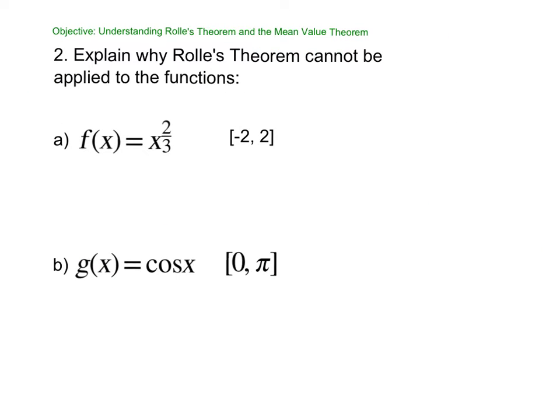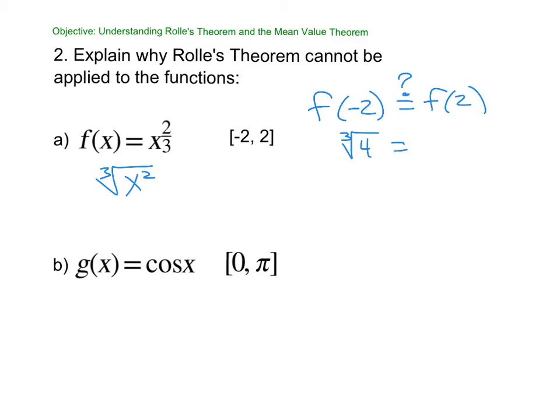All right, explain why Rolle's theorem cannot be applied. So pause the video and tell me. All right, so for a, the first thing you want to check is the endpoints. Is that true? And this is the cube root of x squared. And those are equal. They're both equal to the cube root of 4.